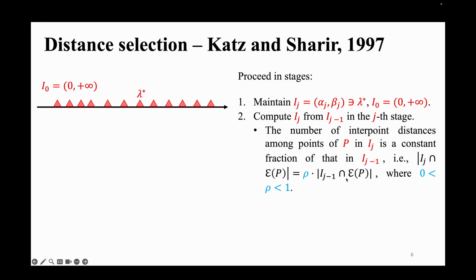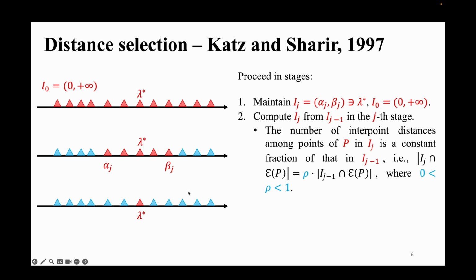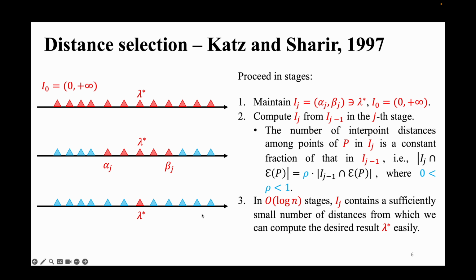This is a very important property, and by doing this, they can shrink the interval I_j iteratively, and some critical values will be discarded. After log n stages, I_j will only contain a sufficiently small number of critical values from which we can easily compute the desired value lambda star.